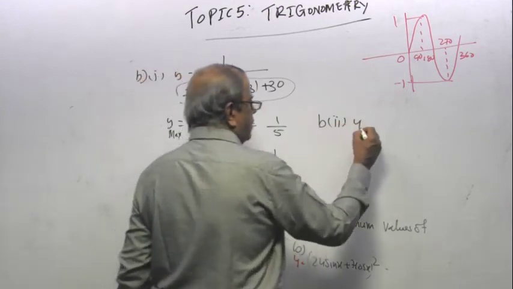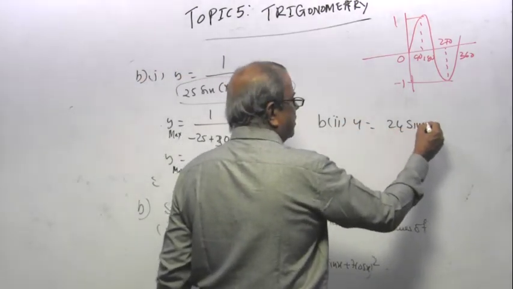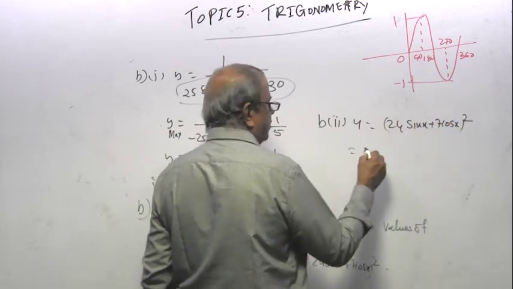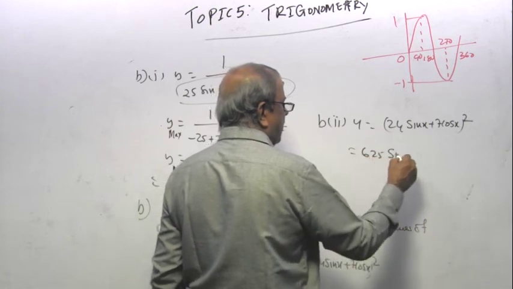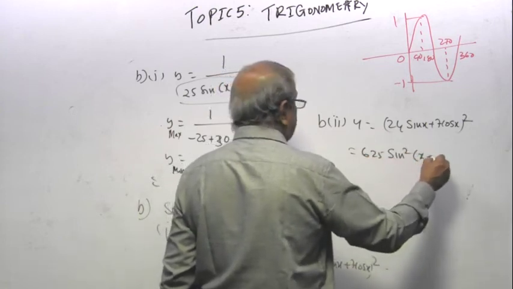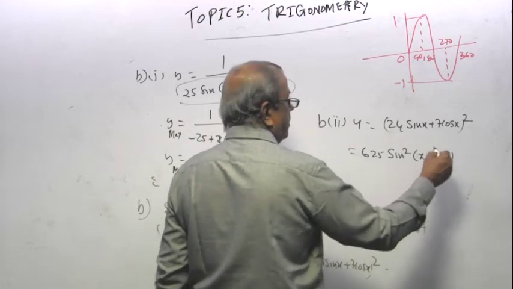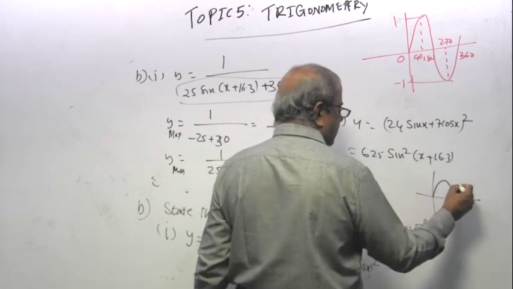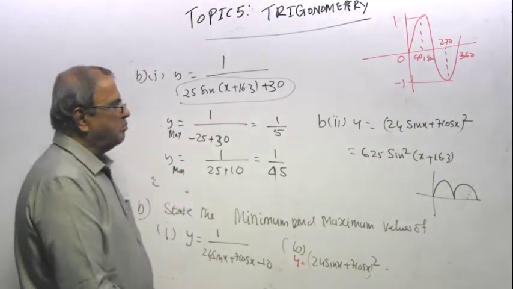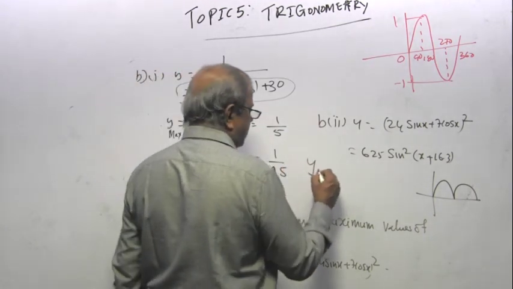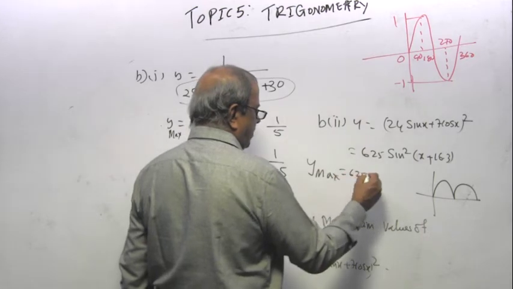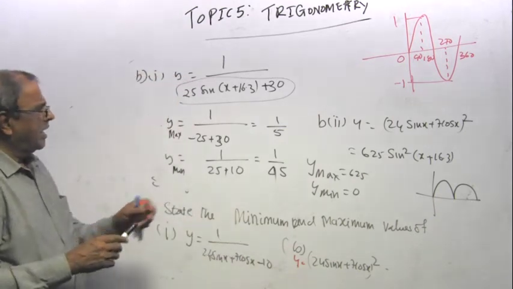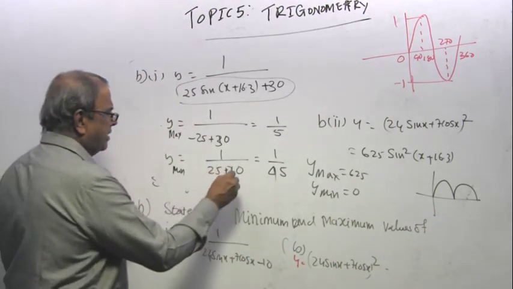y equal to (24 sin x plus 7 cos x) the whole squared would be the same as y is 625 sine squared x plus 16.3. If I were to draw the sine squared graph, as I told you, it will be like this. Maximum is 1, minimum is 0. So y max equals 625, y minimum equals 0. This doesn't come out right, I should have thought of that. This should have been 25 plus 30.